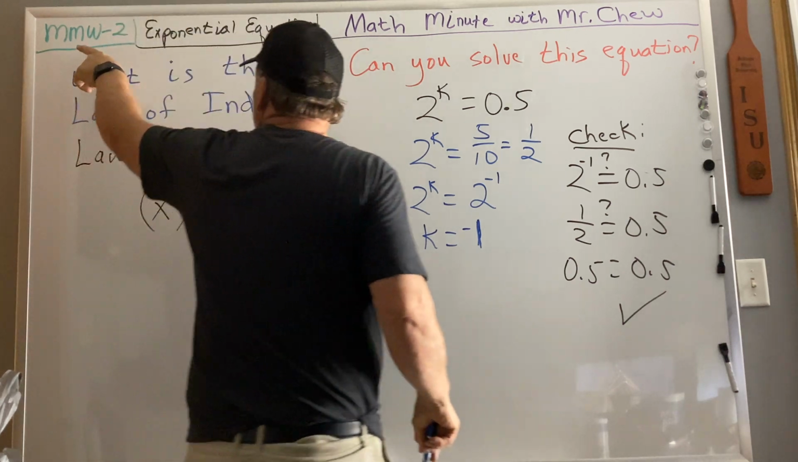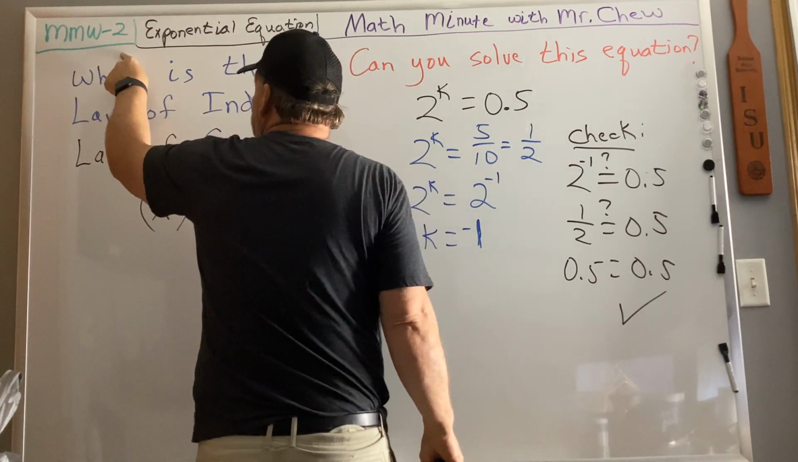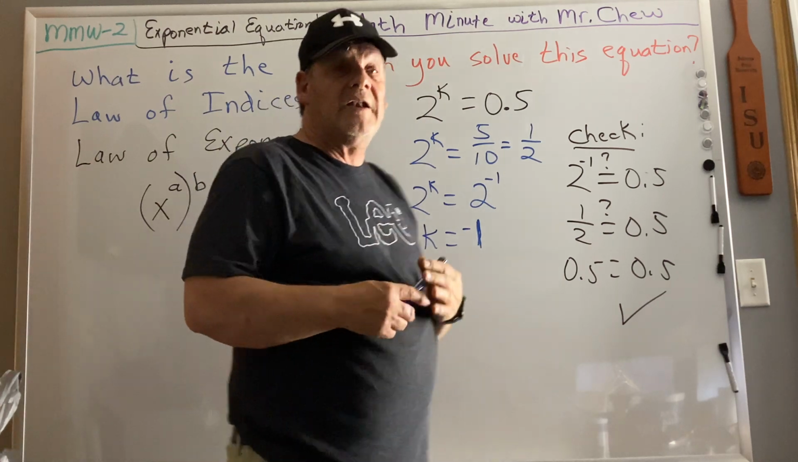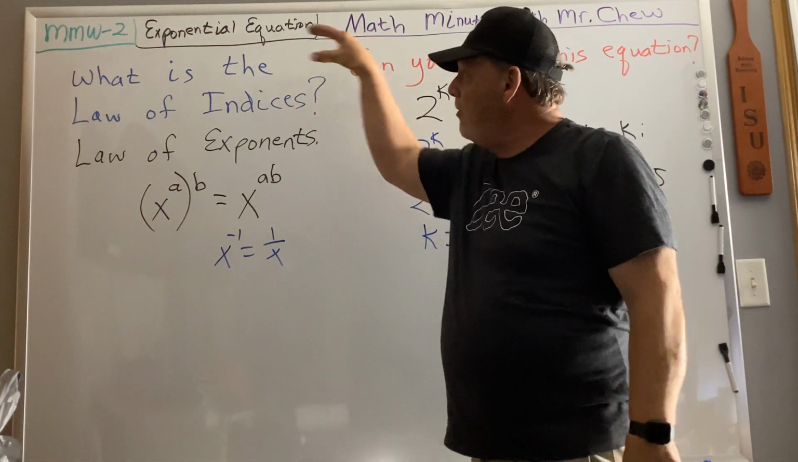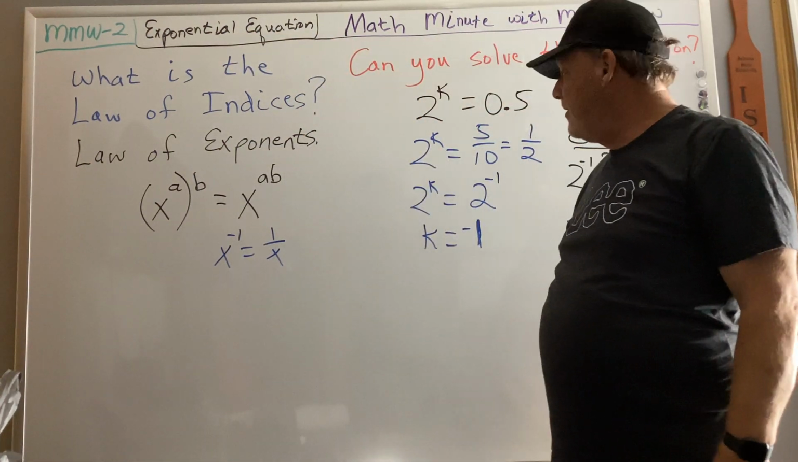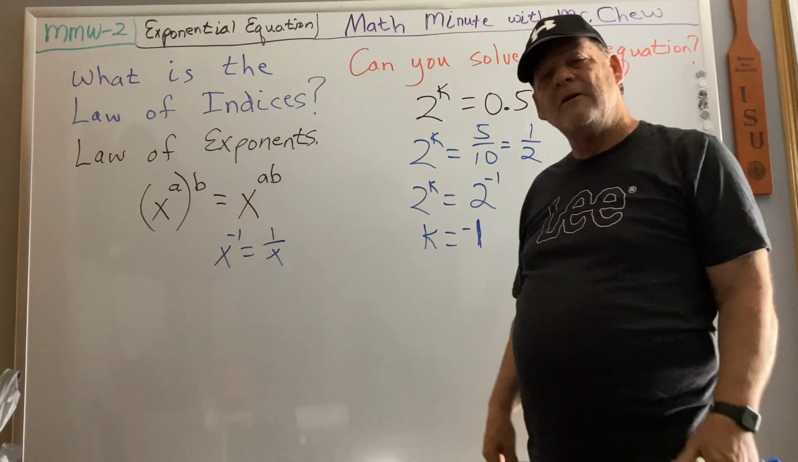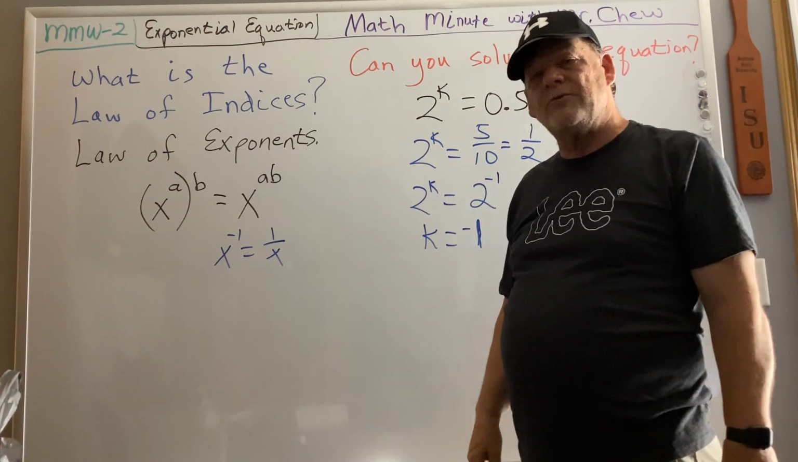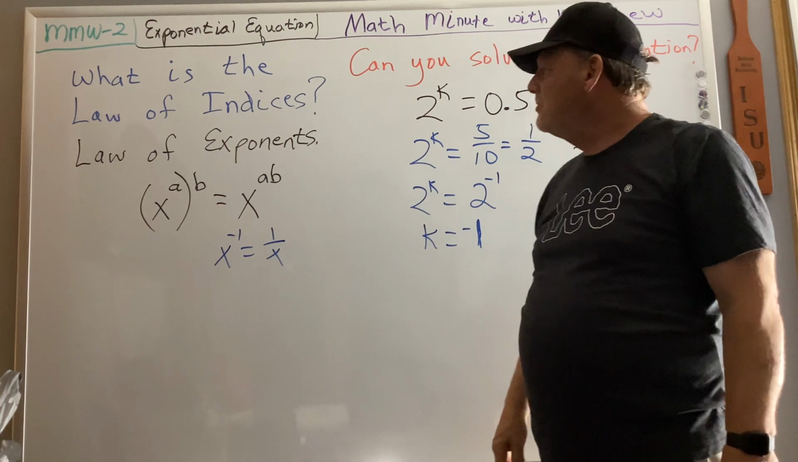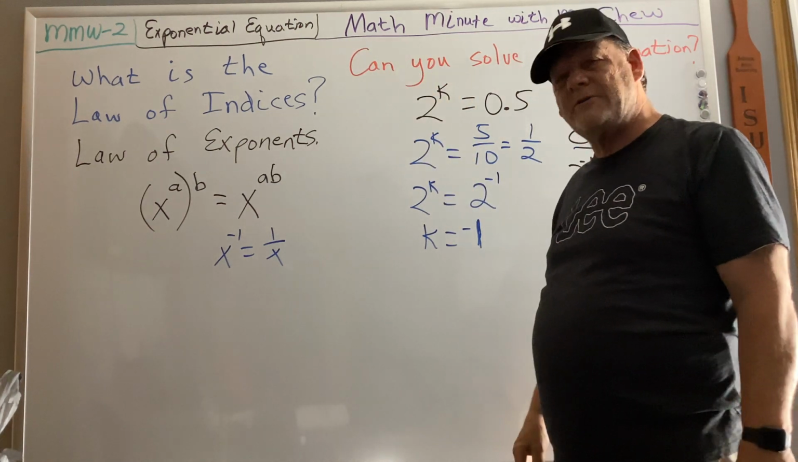All right, so this is my very first law of indices exponential equation problem. It's called the MMW-2, and there will be a link up at the top to another example like this to make sure you understand it. So you can click on that link to watch it.